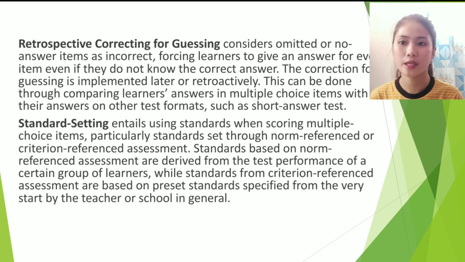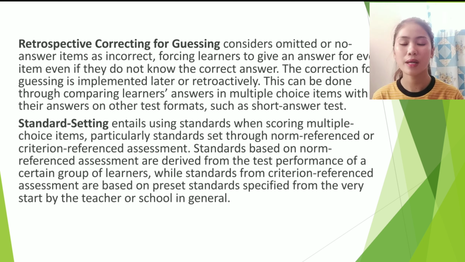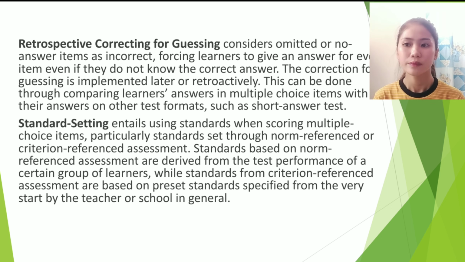So, standard setting entails using standards when scoring multiple choice items, particularly standards set through norm reference or criterion reference assessment. For example, for a final examination in algebra, the mathematics department can set the passing score, example, 75 percentile rank, based on the norms derived from the scores of learners for the past 3 years. To do this, the department will need to collect the previous scores of learners on the same or equivalent final exams and apply the formula for standard scores to compute the percentile ranks.